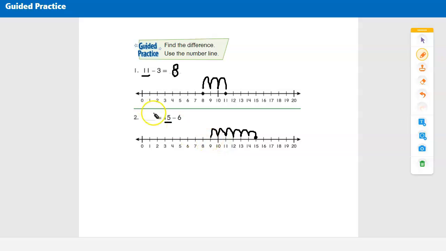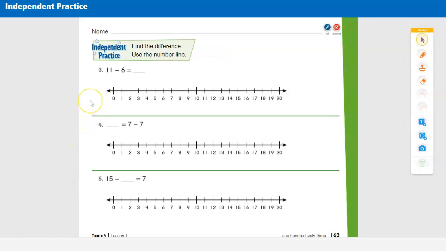9. So in the blank, we would write 9 equals 15 minus 6. So let's look at our independent practice now. For your independent practice, you are doing the same thing that we did in our guided practice. You are going to find the difference of the numbers by using the number line.